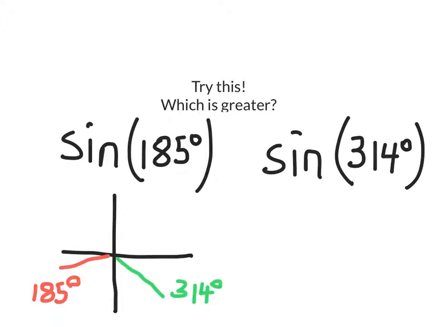Draw both rotations in the circle, and then when we compare their y values, we notice that the 185 degree rotation is closer to the top of the circle than the 314 degrees one is. Therefore, the sine of 185 degrees is greater and the sine of 314 degrees is lesser.